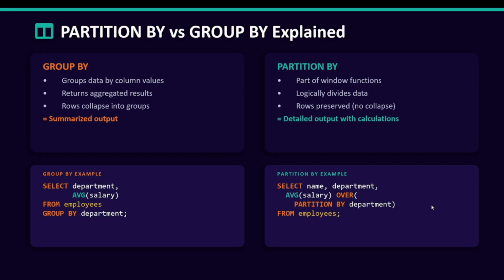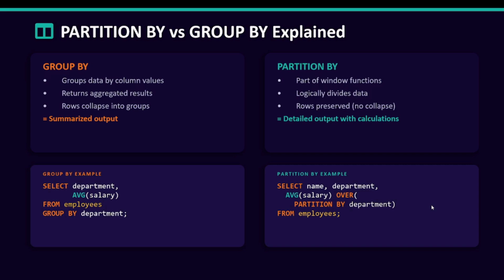For example, consider the query: select department, avg(salary) from employees group by department. Here, the output will have one row per department, showing the average salary for that department. You will not see individual employee names or their individual salaries. Those details are collapsed away. Group by is perfect when you want a summary or a high level overview of your data and you don't need to preserve the individual records.